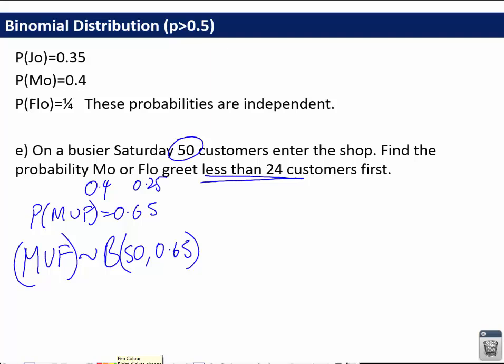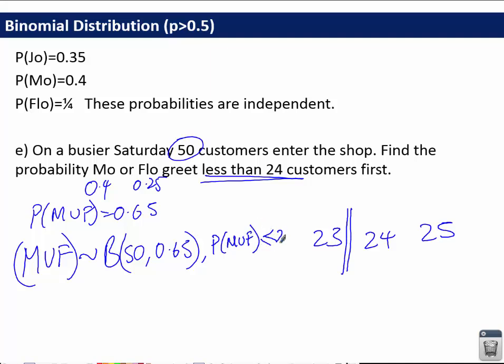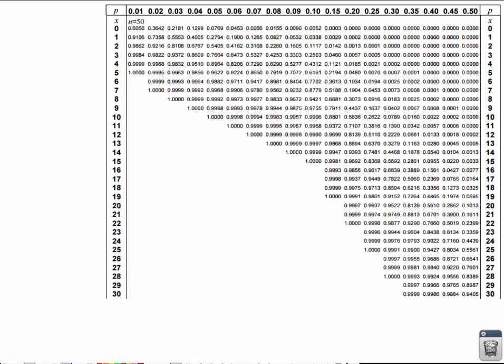So, remember our numbers, we have 24 trials, 23, 25, and the numbers either side of it. We're looking for less than 24, so we're looking to cut it off here. So this is the probability of Mo or Flo is less than or equal to 23. Now, next step is we go to our tables. We can see we have the probability for n equals 50. Excellent. And we go along the top, and oh no, the highest probability we have is 0.5. Our probability was 0.65.